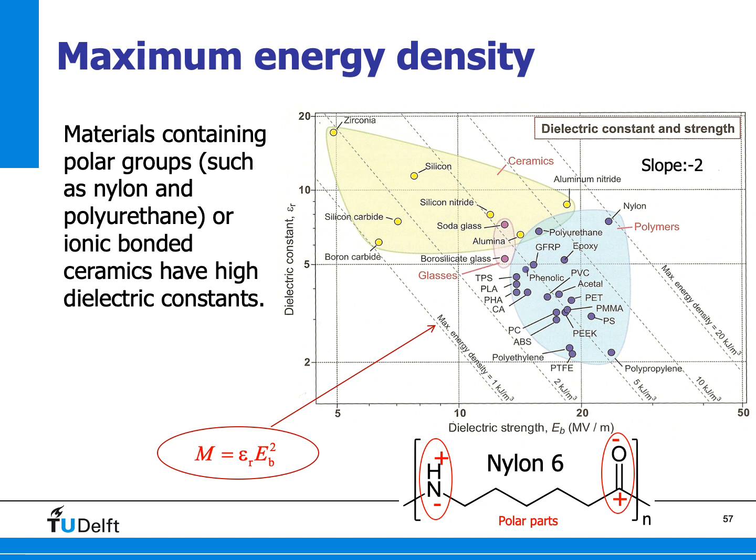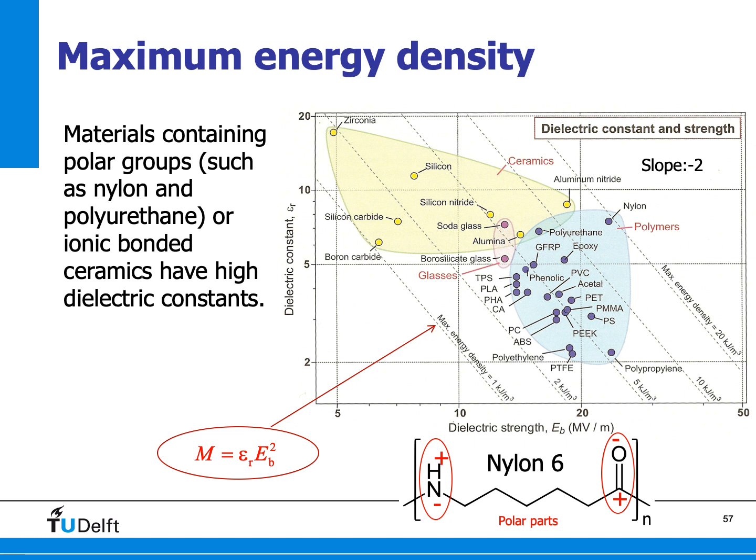rearranging this equation and taking the logarithm on both sides, we will find that the graphical representation of this material index is in fact given by this line, and this line has a slope of -2 on a double logarithmic scale, a double logarithmic graph. And you can see that these lines represent the maximum energy density, and in this case it's the line that corresponds to 1 kilojoule per cubic meter, here for 2, 5, 10 and 20 kilojoule per cubic meter.